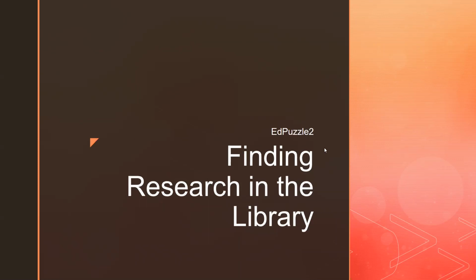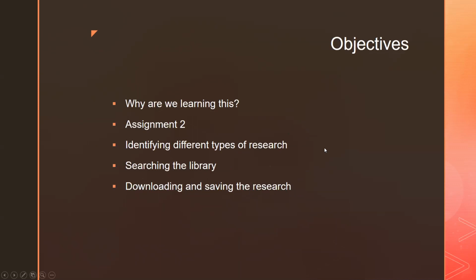So just giving a brief overview of what this Edpuzzle is going to cover. First, I'll go into a little bit more of why we are learning this and what you might use these skills for after this course. I'll give you a brief glimpse of what assignment 2 looks like so that we can frame our mind around that before we go through the instructions on how to identify certain types of research and how to search for that kind of research in the library. Then I'll just briefly show you how to download and save all the research that you found in the library on your computer, because as part of assignment 2, you'll be submitting 3 of the articles that you found.